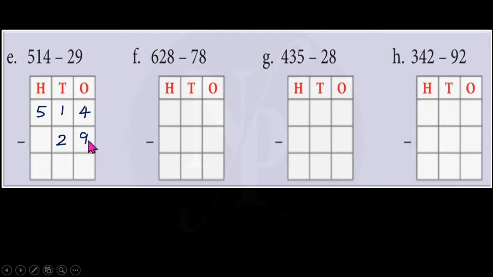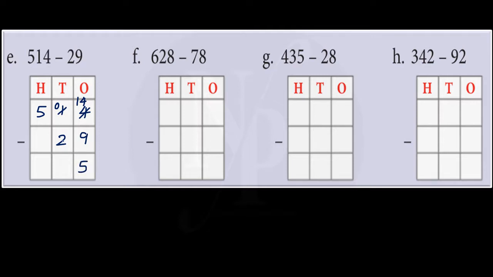So for subtracting 9 from 4, we have to regroup these digits. In tens column, we have 1 ten. Let's make this 0 tens, and we bring this 10 to the ones column. Together with this 4 ones, it becomes 14 ones. On subtracting 9 ones from 14 ones, we get 5 ones as a difference.